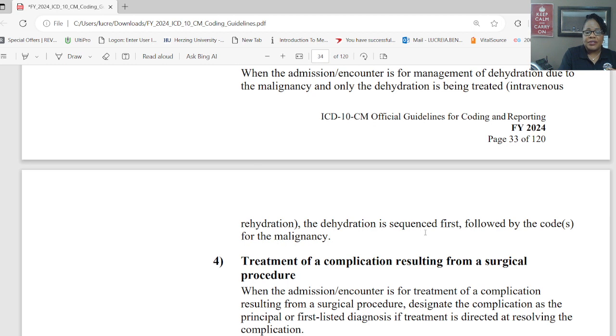And the dehydration is sequenced first, followed by the codes for the malignancy. Because again, they're coming in for dehydration, not the cancer, although it's because of the cancer that they have dehydration. Because they're only treating the dehydration, then dehydration becomes your first or principal listed diagnoses.